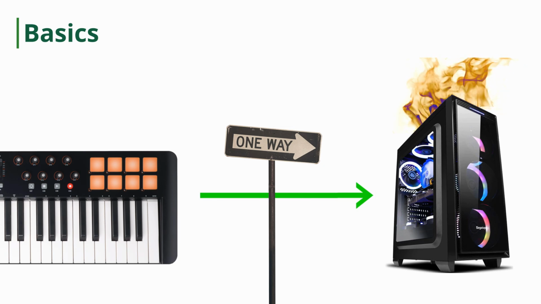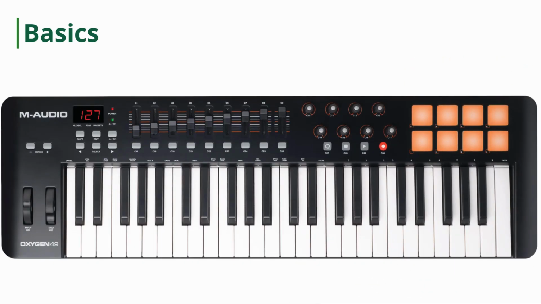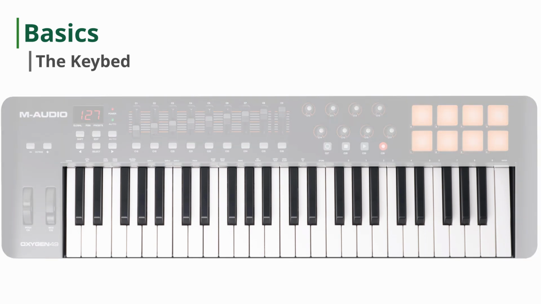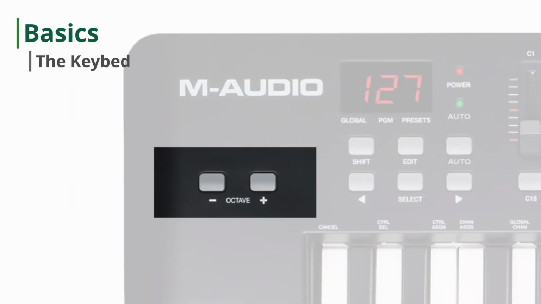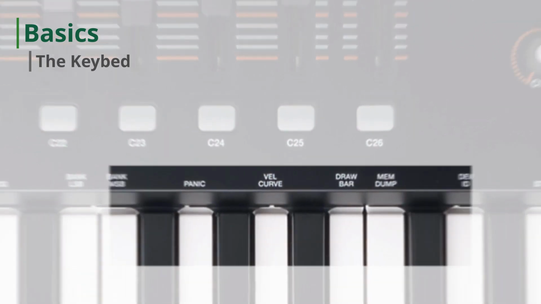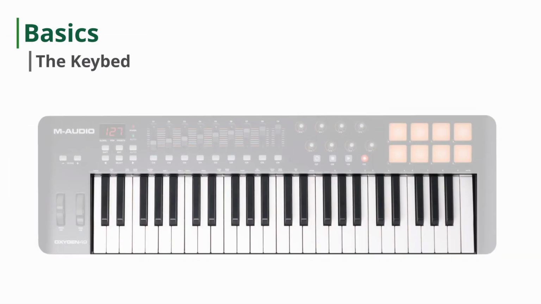Now, let's take a quick introductory tour of the different regions of the controller. First up is the keybed, which is as simple as you'd expect. The keys just send MIDI note on and note off messages across whichever MIDI channel you've set. As I'm sure you know, note on and note off messages include the pitch of the note being played and the velocity. You can shift the pitch of the keys up or down by an octave using the plus and minus keys, and you have a little bit of control over the velocity response of the keys, which we'll look at shortly. But apart from that, there's no customization for the keybed.